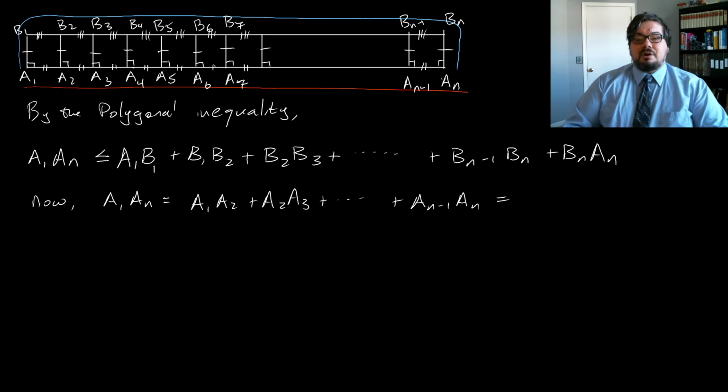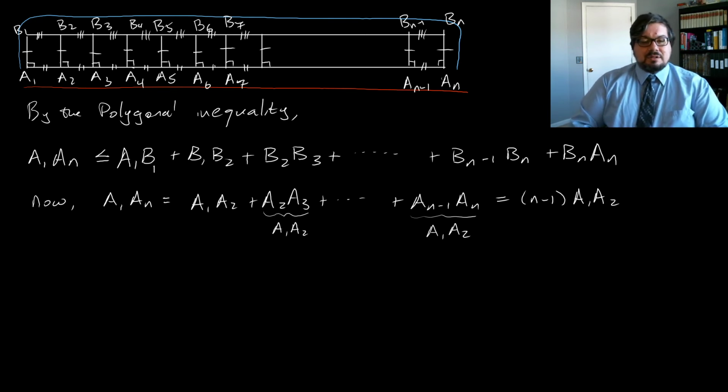But we also know that the distance from, say, A5 to A6 is the same as the distance from A1 to A2. So, in fact, A2A3 is the same as the distance from A1 to A2. An minus 1 An is the same as the distance from A1 to A2. And so, in fact, all these things together are just n minus 1 times A1A2, because there are n minus 1 of these distances.